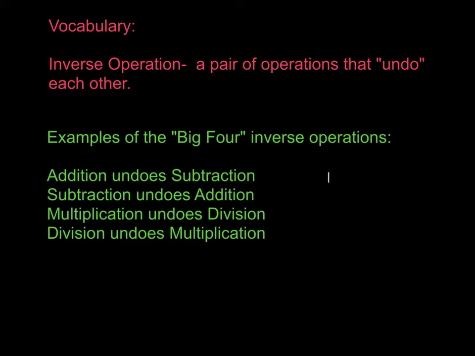If I have positive 5, then I can subtract 5 and I get 0. That shows me where addition and subtraction undo each other. The same as if I had negative 5 and I added 5 to get 0. Okay, so that's those two.